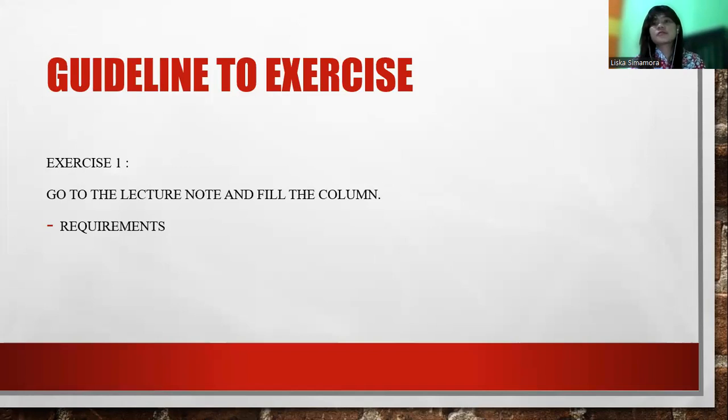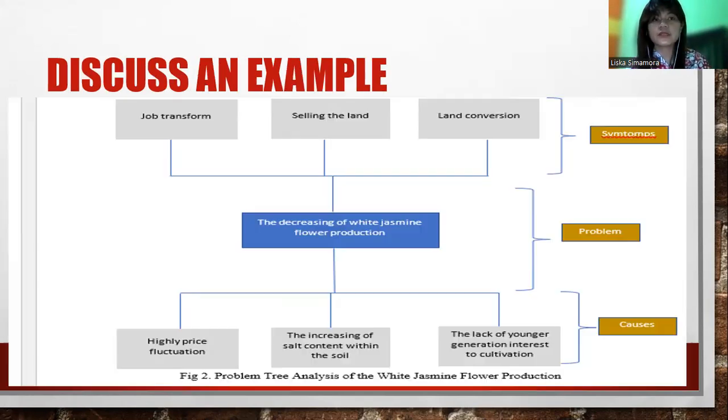Okay, so let me summarize the second topic. It's about analyzing the problem. The problem we mentioned here is analyzed by using the problem tree approach. In this approach, we display the problem in a tree form. A normal tree has roots, trunk, leaves and branches.